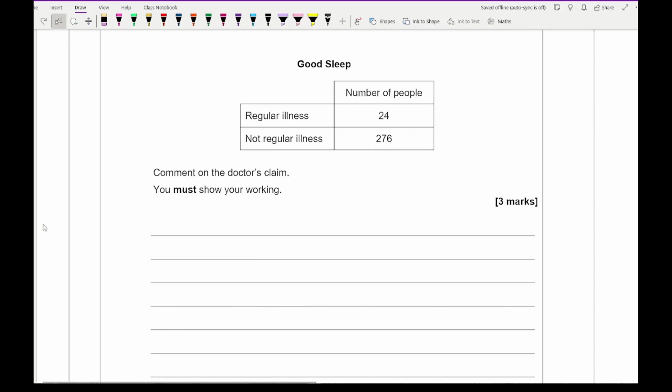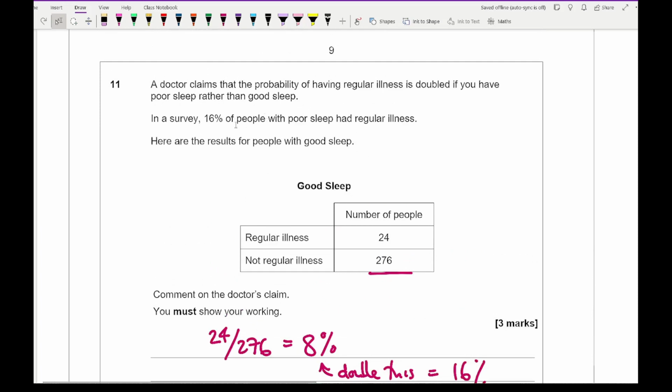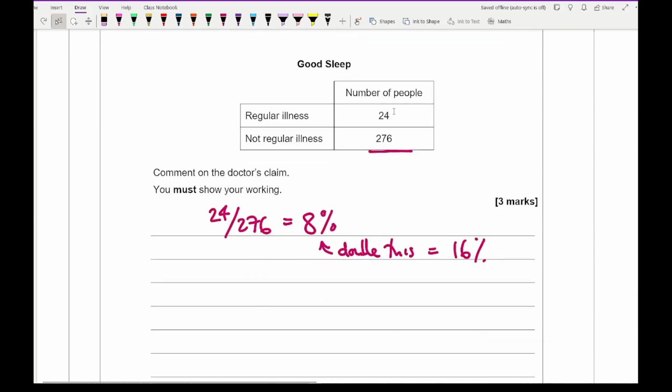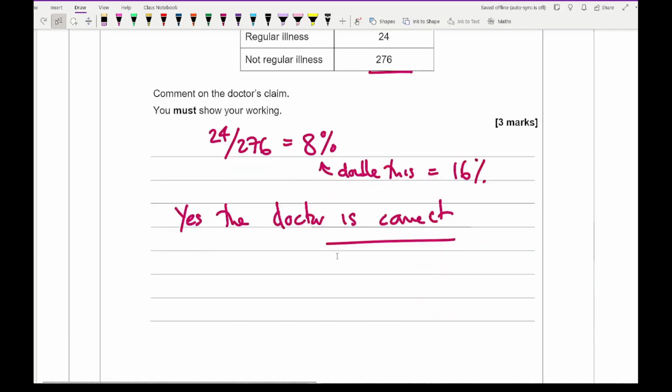So first of all, we've got to work out the percentage of this. So we've got 24 over 276, and that as a percentage is 8%. So if we double this, it equals 16%. And does that line up with what they're saying in terms of it being doubled? Yes, it does. So yes, the doctor is correct. 3 marks, I think that's a bit of a strange one, but again, you may get 1 mark for the 24 over 276, 1 mark for the 8%, and then 1 mark definitely for the latter comment.